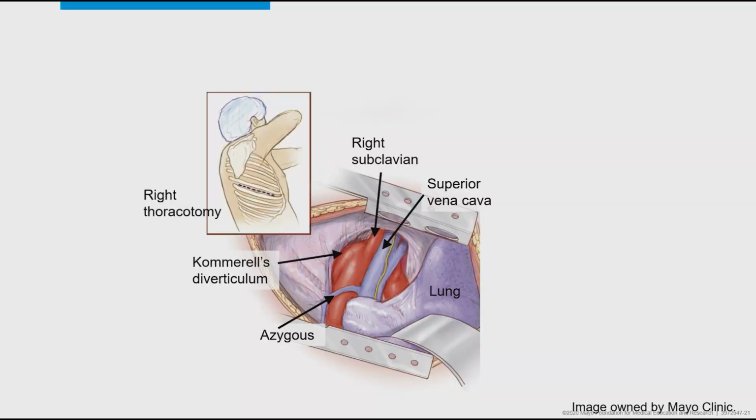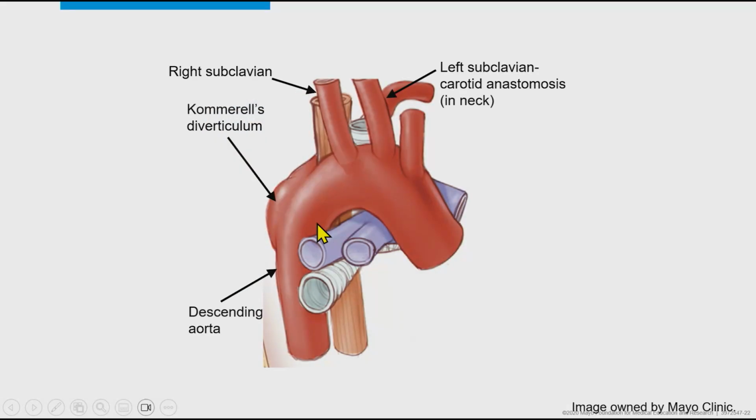So these are generally gone through like a right thoracotomy, because the aorta is on the right, and so you want to replace that area. This is showing the Kommerell's diverticulum. This is the right subclavian, and then the azygos here, and then the left subclavian carotid has already been done in the neck. And basically, I didn't show it well back there, but that was basically replacing the portion of the right aorta that has the Kommerell's. So that's how it's done in adults.